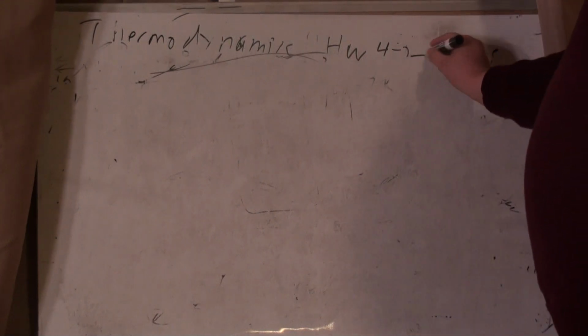Alright, welcome back. We are doing Thermodynamics 1 homework number 4, problem number 2. Homework number 4 is first law analysis, energy balance type of thing on closed systems. And so number 2 is Koretsky's 2.30.